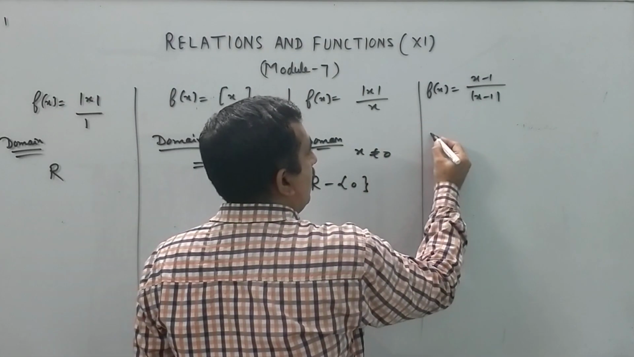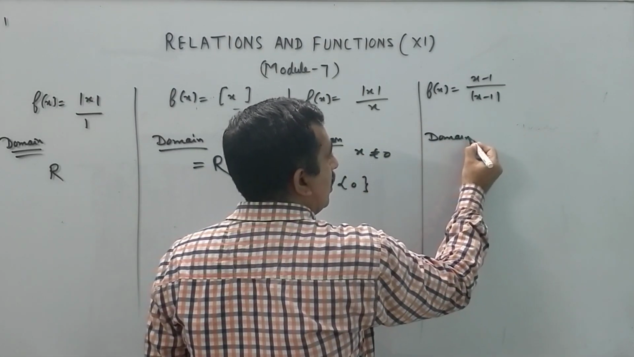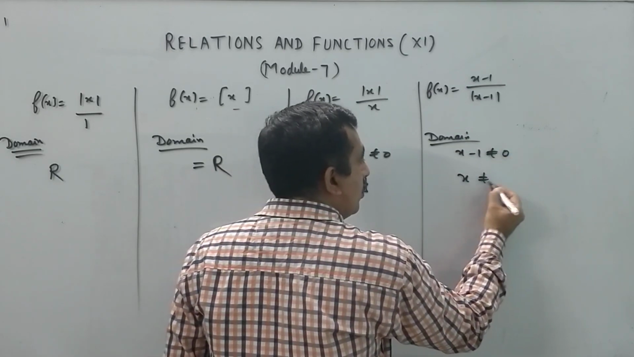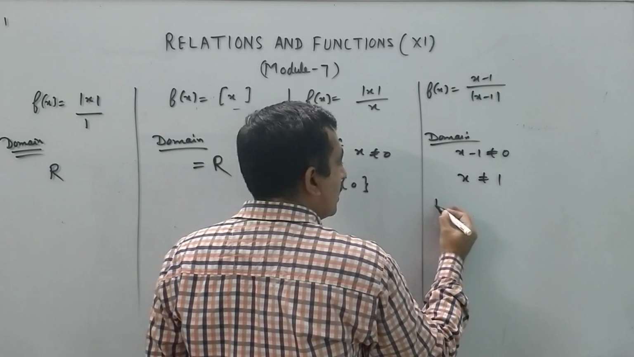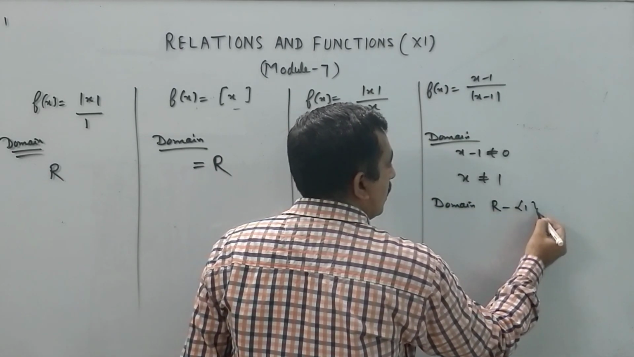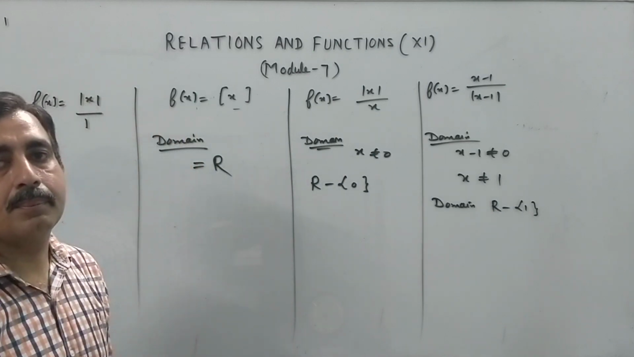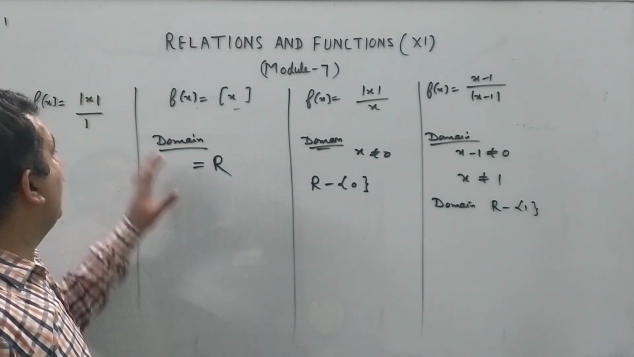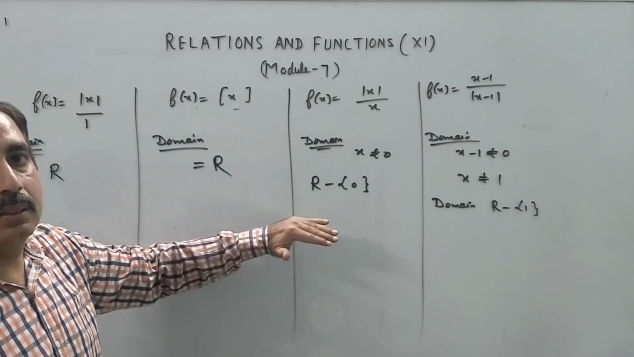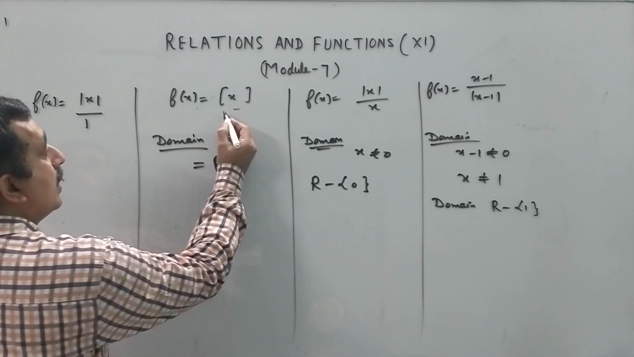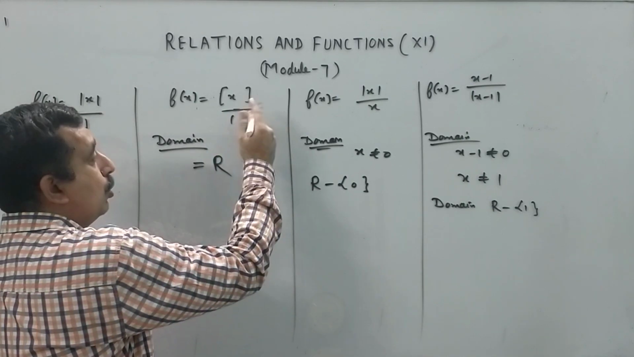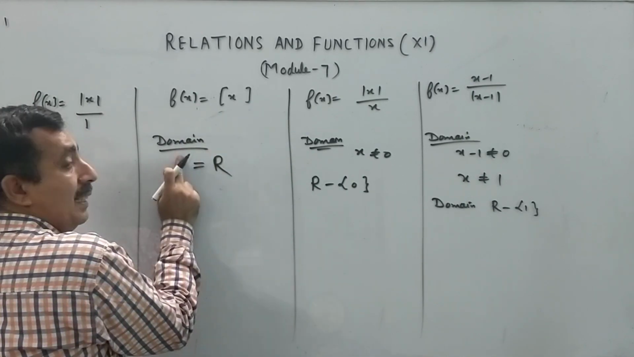And similarly, for this question, x minus 1 should not be equal to 0. X should not be equal to 1. And therefore, the domain is R minus 1. So it may be a modulus function, may be an integer function, you have to see the denominator. If the denominator is 1, it can't be equal to 0. The domain is R.